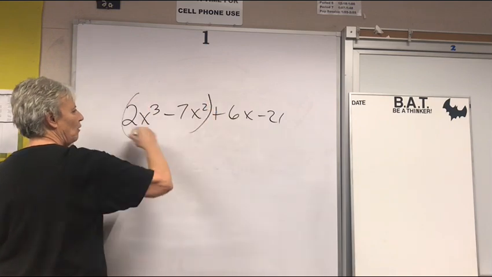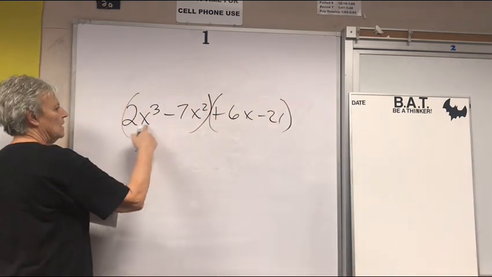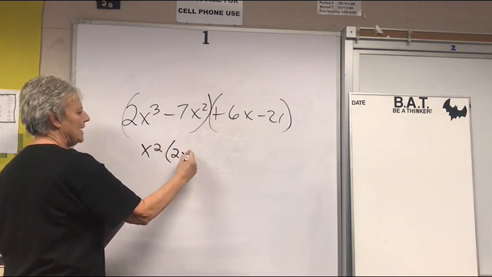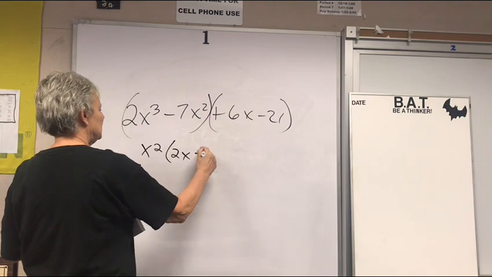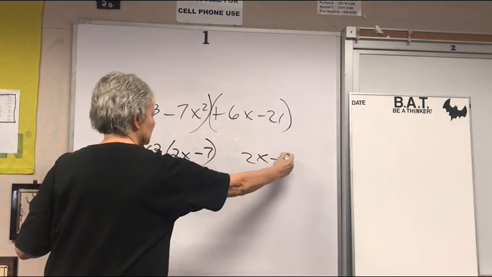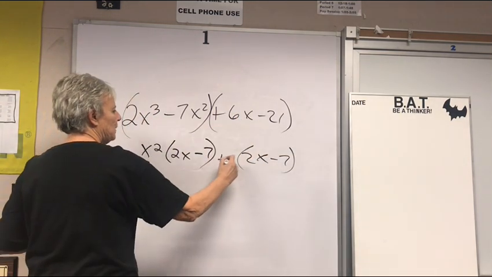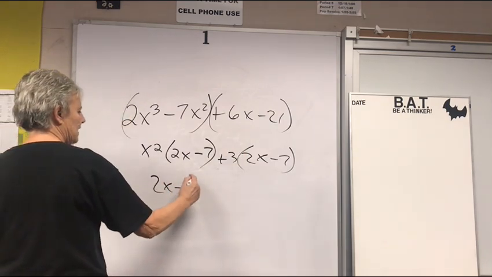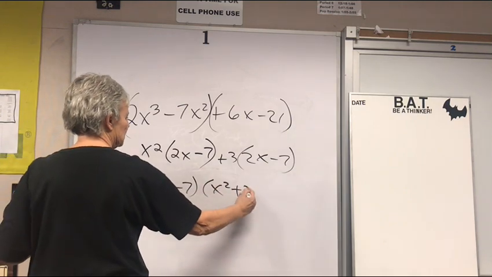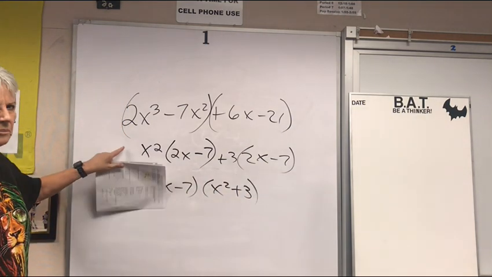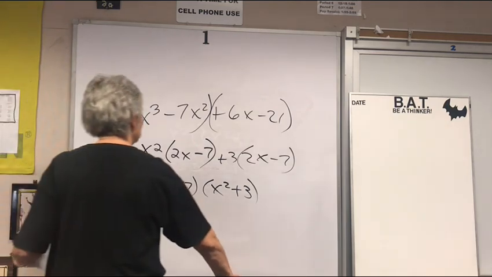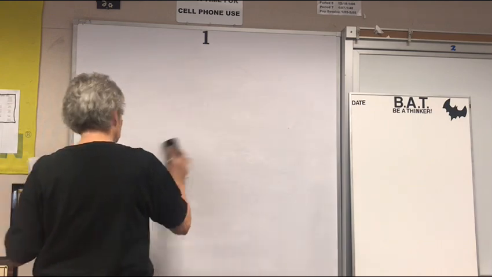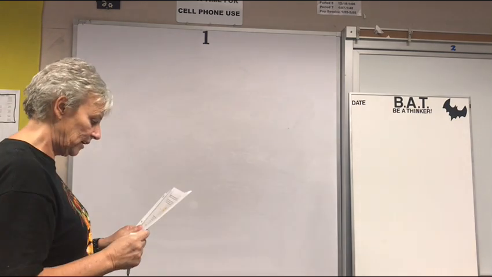There's no common factor in all four of them. So, greatest common factor is x squared. That's 2x minus 7, 2x minus 7, and that is positive 3. So, 2x minus 7, x squared plus 3. I hope you can do grouping by now because we really need to know how to do it for the next 2 months. And if you're having trouble with grouping, we need to see each other in the morning.